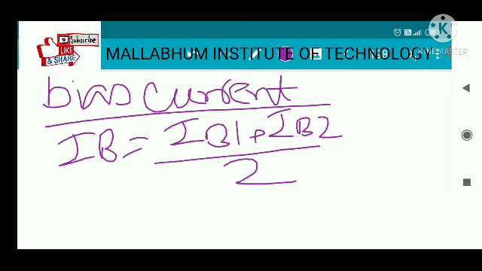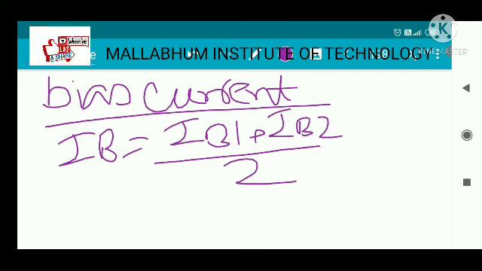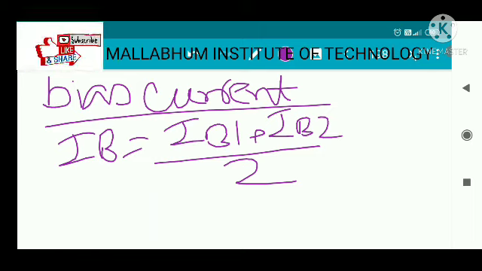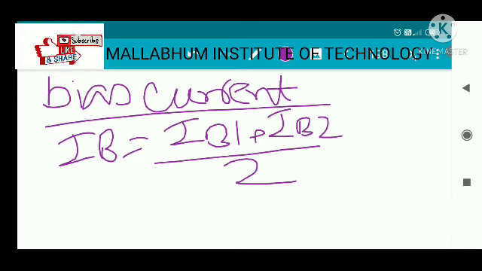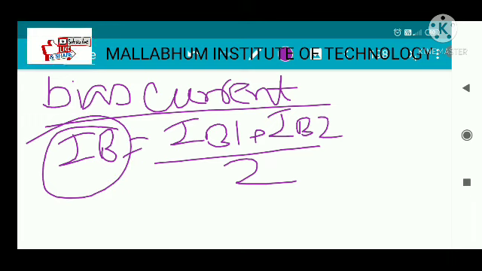I am again repeating: due to the mismatch of the transistors in the differential amplifier stage, the current drawn by the op-amp is theoretically 0, but practically, due to the mismatch of the transistors, the current drawn by the two terminals of the op-amp is not equal to 0. There is some amount of current drawn. The difference between these currents is the input offset current, and the average of these two currents is the bias current.